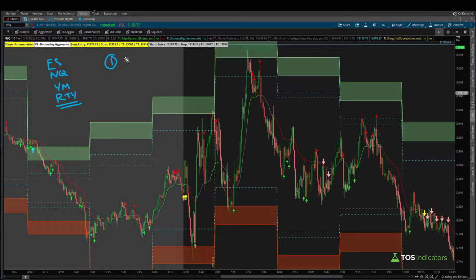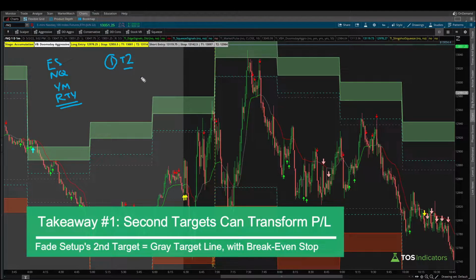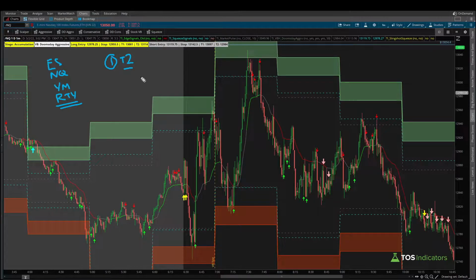The first is the power of really nice stretch targets, T2s if you will, and in today's case our T2s for our fade setup really came to bat for us. They gave us some nice winners, especially inside of the Nasdaq, the Dow, and even the Russell, so we'll go through each of those. That's one key takeaway. The power of being patient, sitting on your hands, just letting the stop or the second target work its magic, and the power of bracket orders, and how in today's case you were rewarded really nicely for your patience.